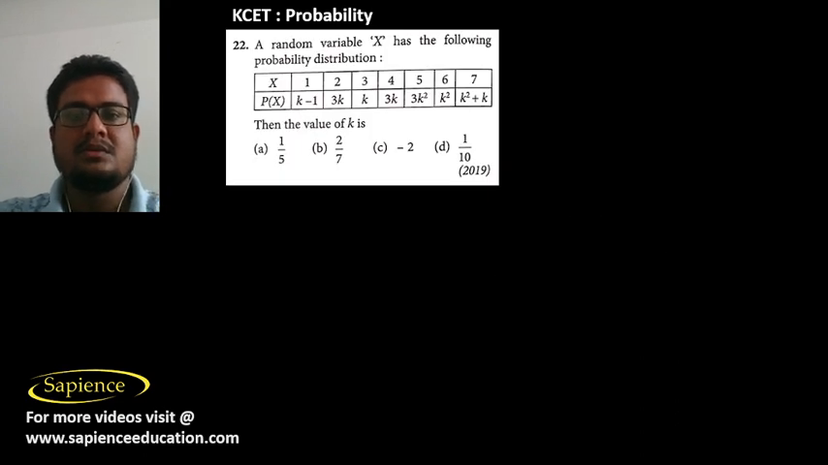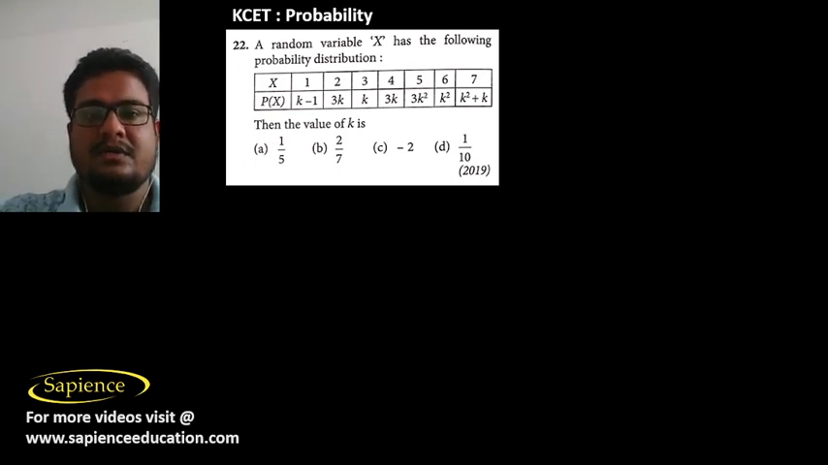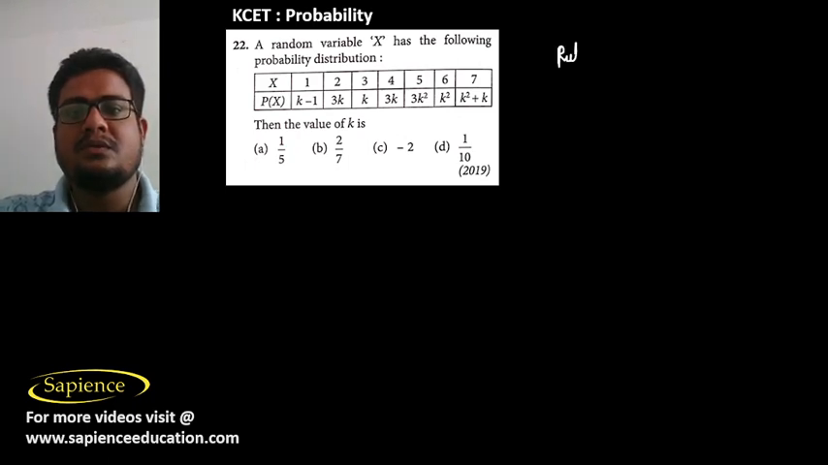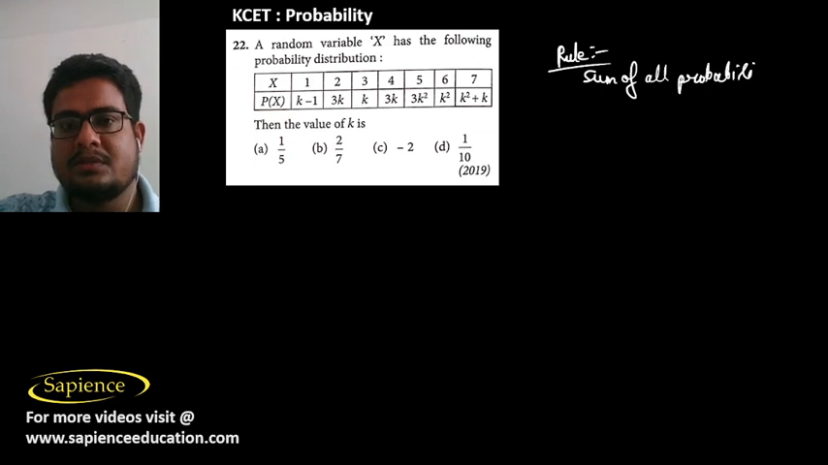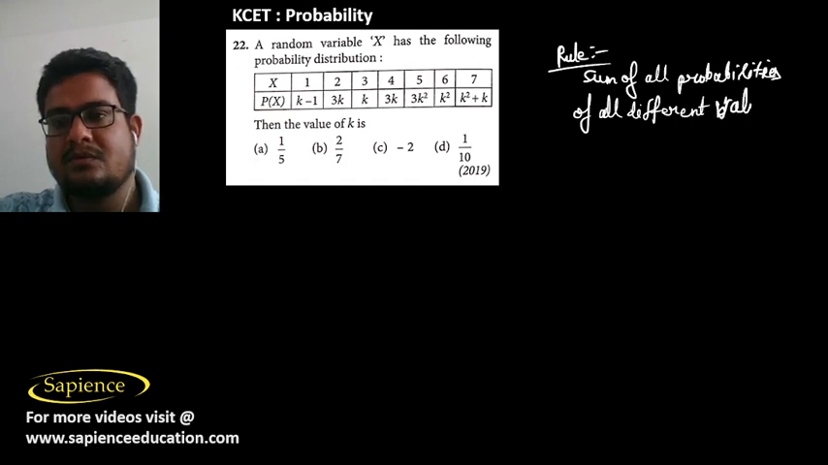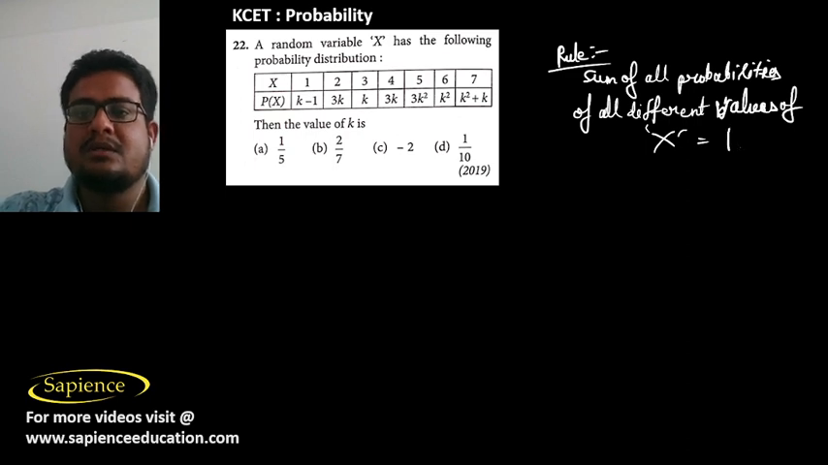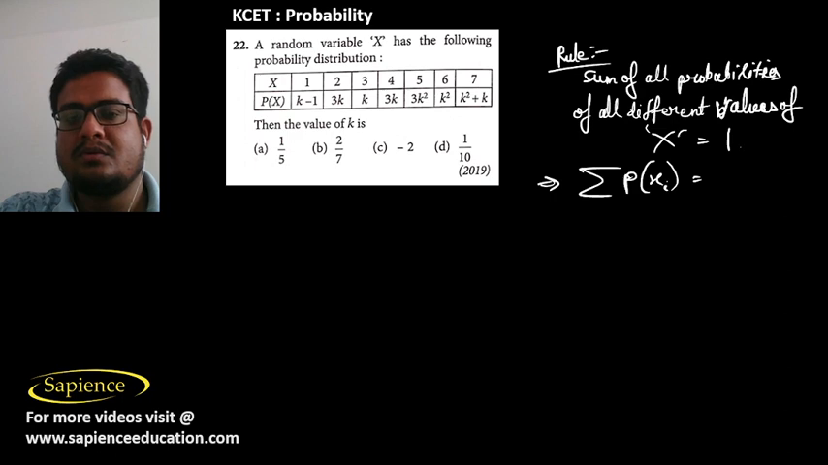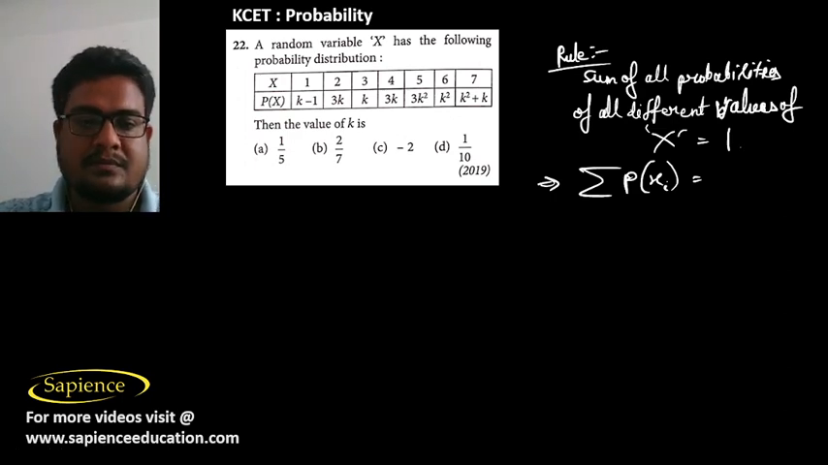Then in question number 22, it is told a random variable X has the following probability distribution. Then the value of K is asked. The values of X are 1, 2, 3, 4, 5, 6, 7, and the probabilities of X are these. So the rule which we have to use is that the sum of all the probabilities of all different values of the random variable X should be equal to 1. It means that summation P of xi should be equal to 1.